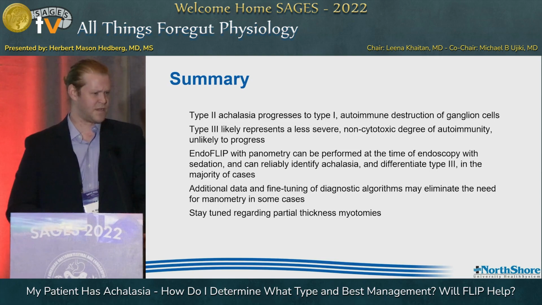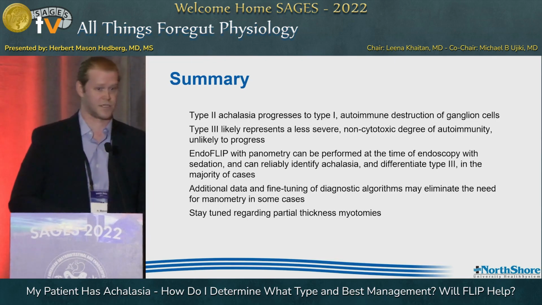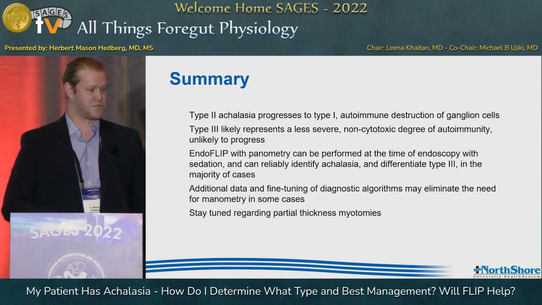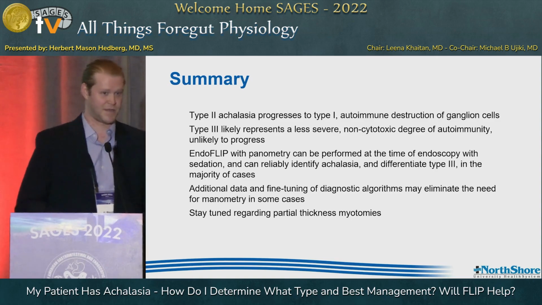So in summary, type 2 achalasia progresses to type 1, autoimmune destruction of ganglion cells. Type 3 likely represents a less severe, non-cytotoxic degree of autoimmunity and is unlikely to progress. Endoflip with panometry can be performed at the time of endoscopy with a sedated patient and can reliably identify achalasia and differentiate type 3 in the majority of cases. Additional data and fine-tuning of these diagnostic algorithms may sometimes let us eliminate manometry from our workup, but that's to be determined. And stay tuned for partial thickness myotomies. I think we'll be hearing more about that.